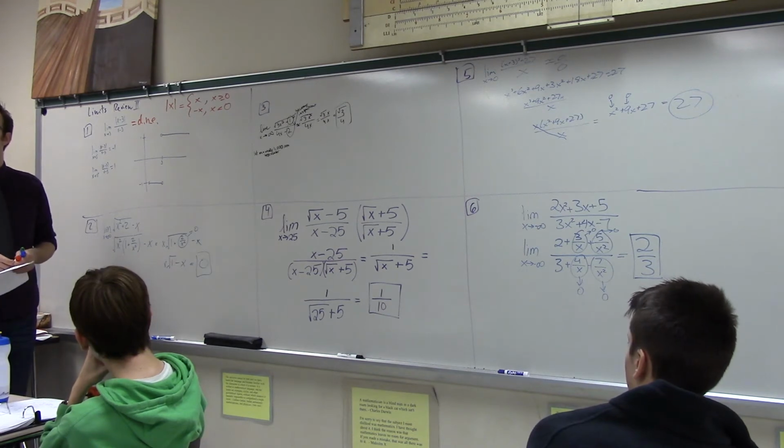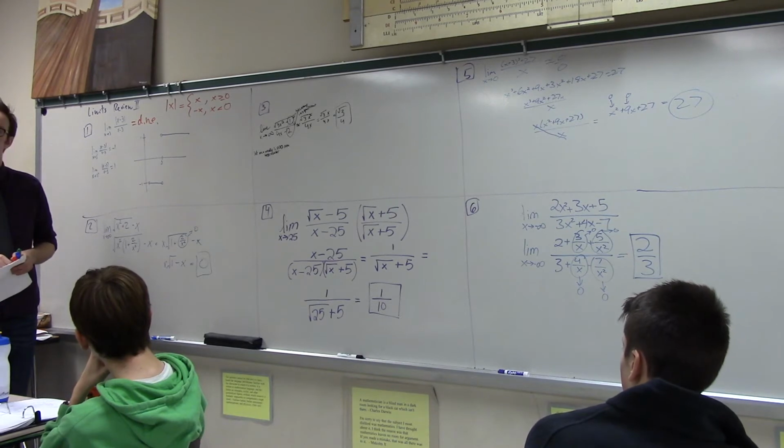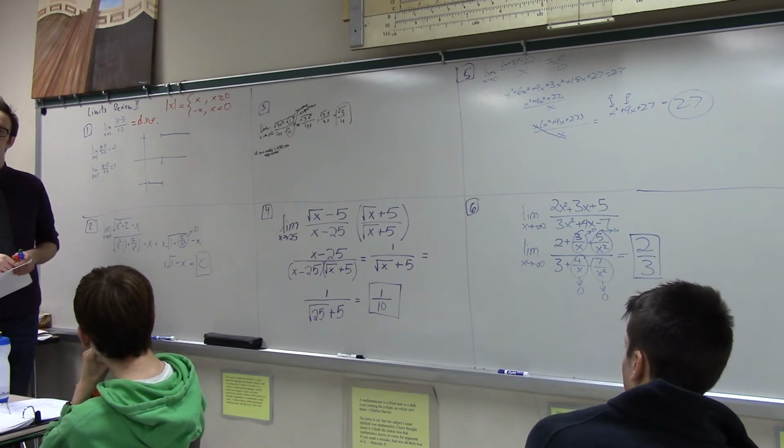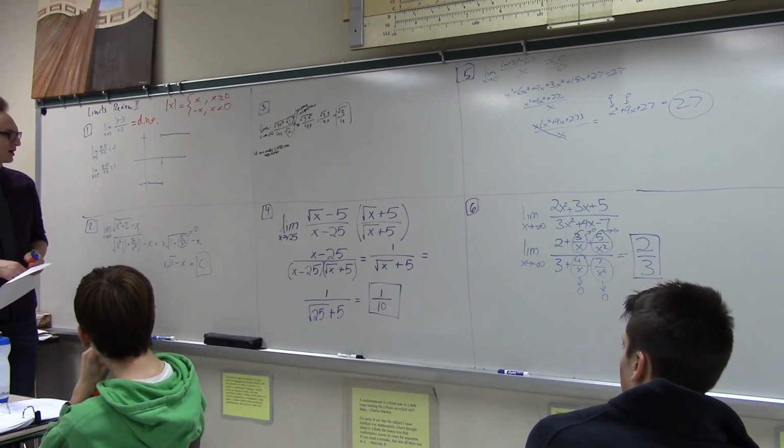Can you do something like f of g of x, and then just plug in the limit of g of x into f, as x goes to whatever? Yes. Yeah, that was a thing in the book.